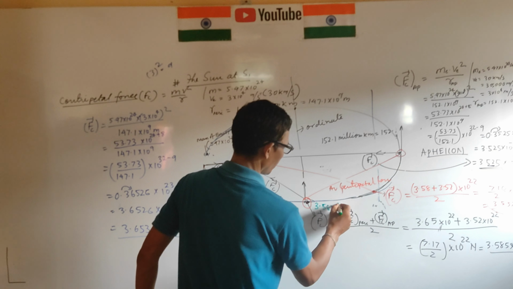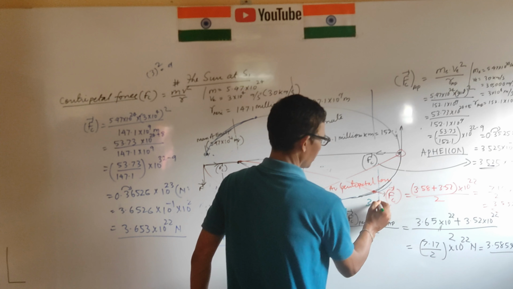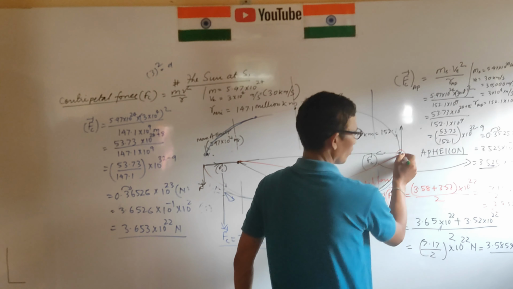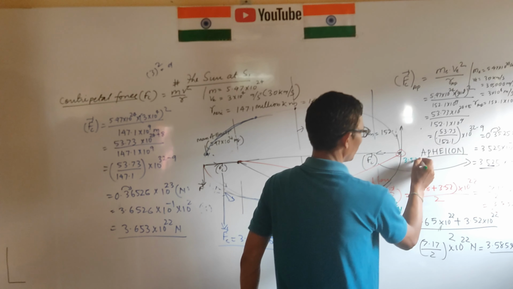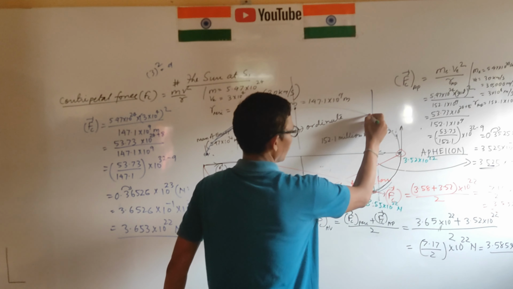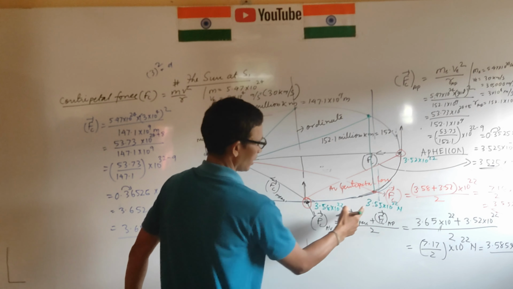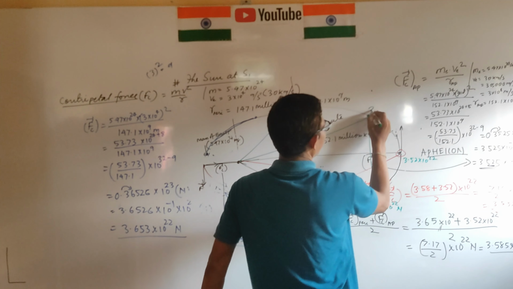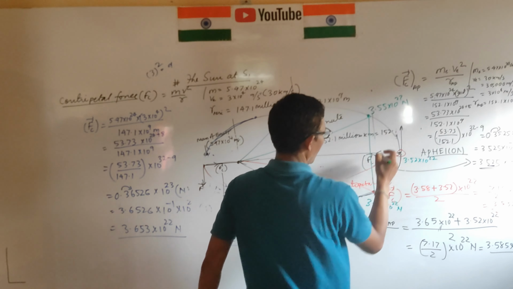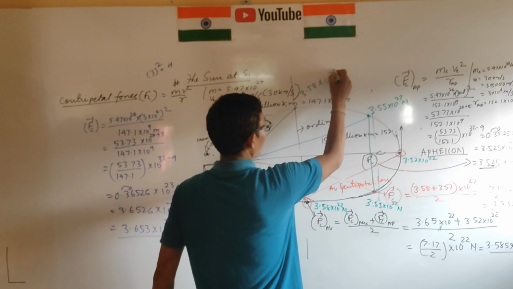3.58 into 10 to the power 22 Newton. Here is the force acting, 3.55 into 10 to the power 22 Newton. Here is the centripetal force acting, 3.5 into 10 to the power 22. And at the same distance here, the force will be 3.55 into 10 to the power 22 Newton, and here is 3.58 into 10 to the power 22 Newton.